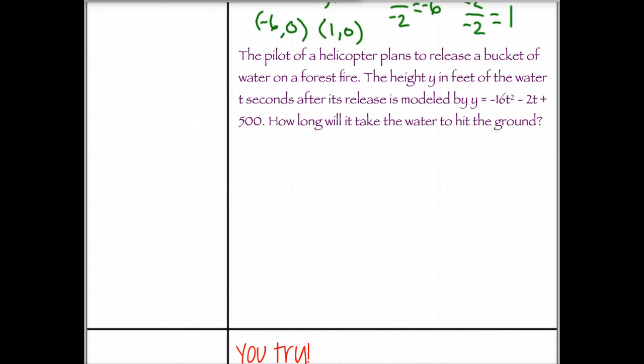First of all, I want to write off to the left-hand side what equation we're working with. We have that y is equal to negative 16 t squared minus 2t plus 500. I also want us to draw a picture, because pictures help. We are starting at the height of a helicopter, flying and dropping water here. How long will it take the water to hit the ground? We want to find this point here, where it crosses the x-axis, to find our x-intercepts.